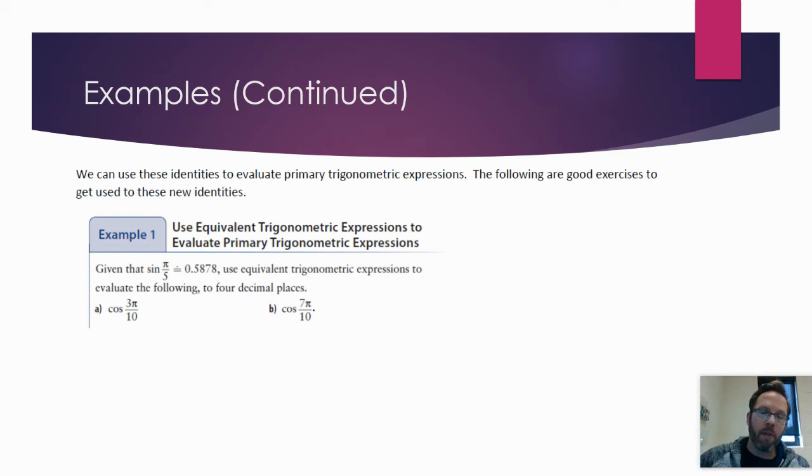All right, let's try B. What you'll notice with B is that 7 pi over 10 is greater than pi over 2. Right? 7/10 is more than 1/2. And so we're going to do something similar with B.